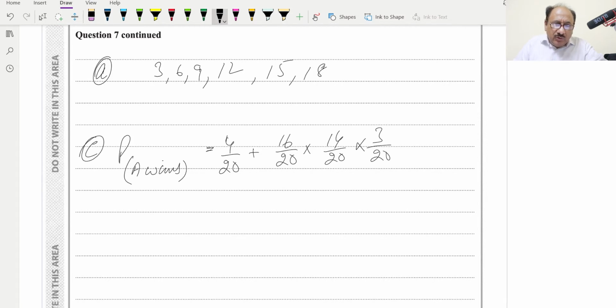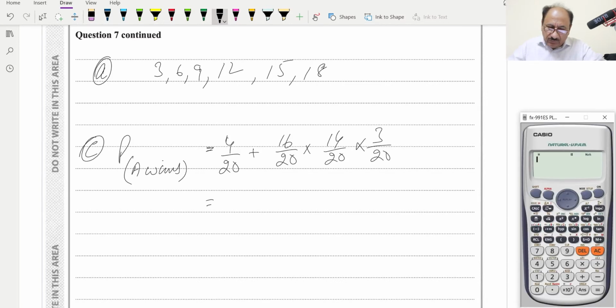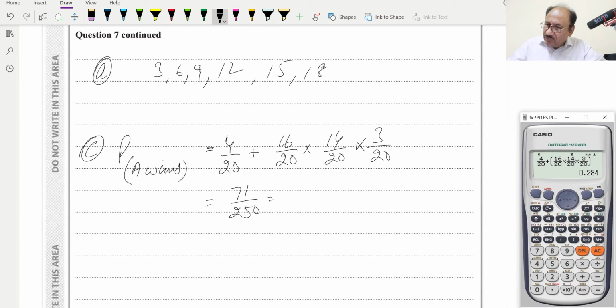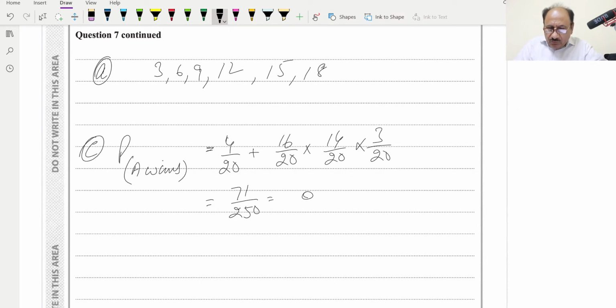So these will be the two wins, and if we calculate this with the help of a calculator, we will get 4 over 20 plus, in brackets, 16 over 20 into 14 over 20 multiplied by 3 over 20, and this will be 71 over 250, or in decimal format we can write 0.284. This will be the probability for Ahmed's win.